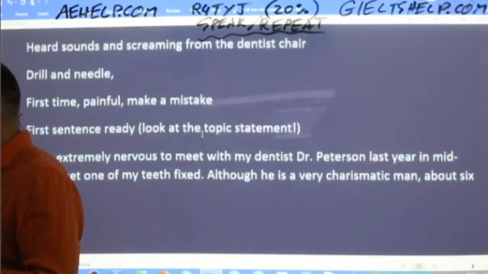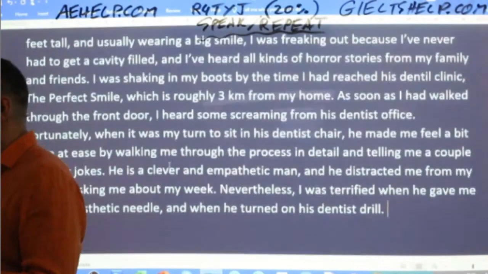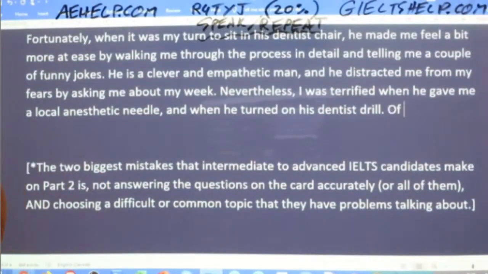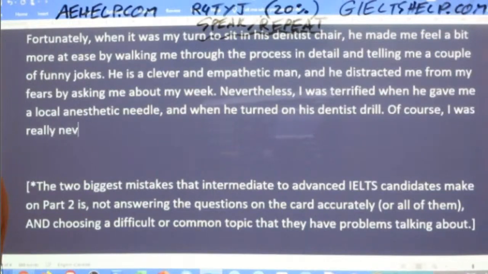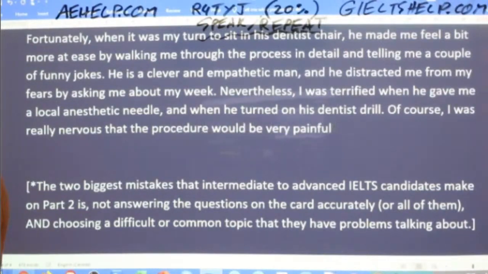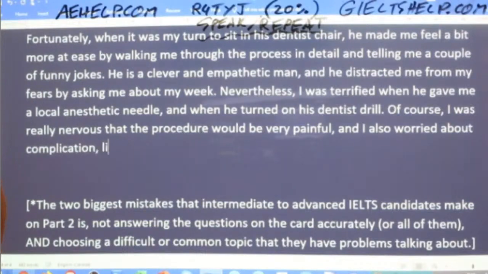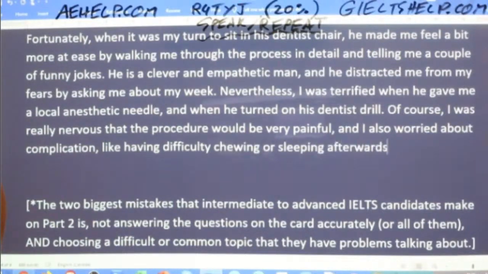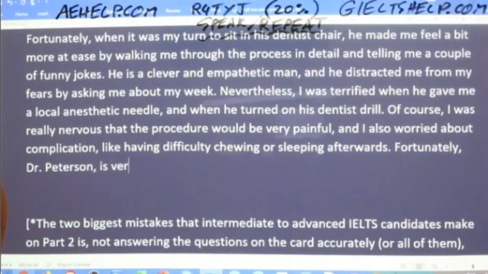Now I noticed that I still missed a couple points on my card, which was the outcome and the pain. So, of course, I was really nervous that the procedure would be very painful. And I also worried about complications, like having difficulty chewing or sleeping afterwards. Fortunately, Dr. Patterson is very professional, and he did a fantastic job.